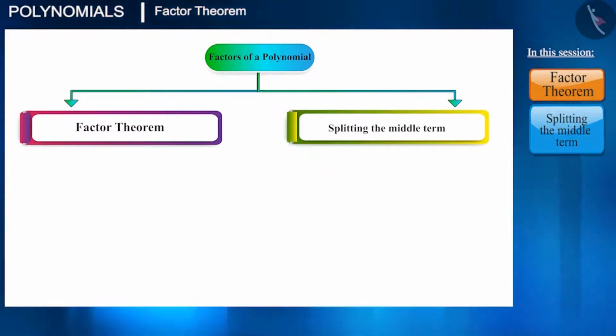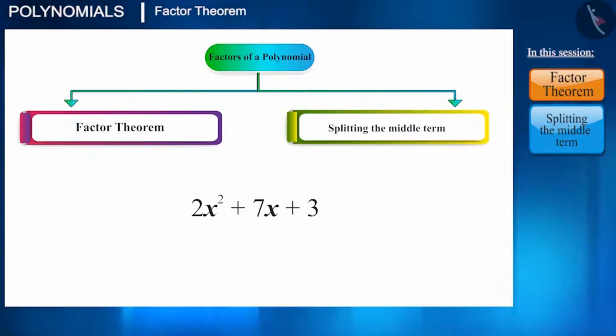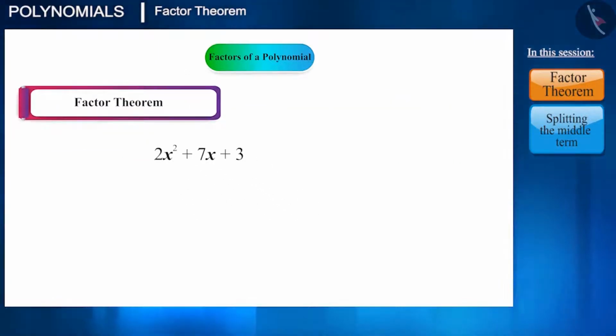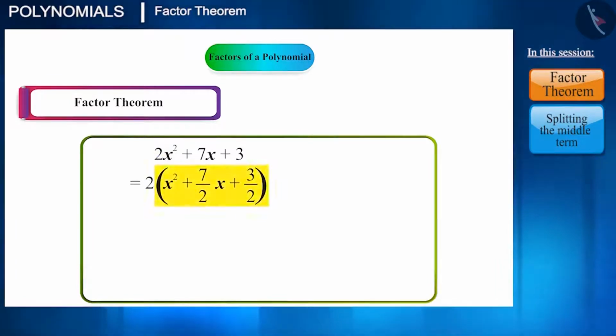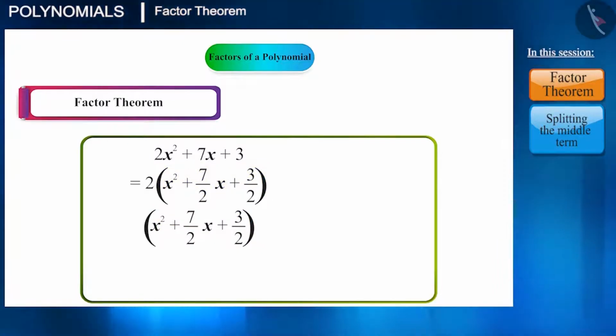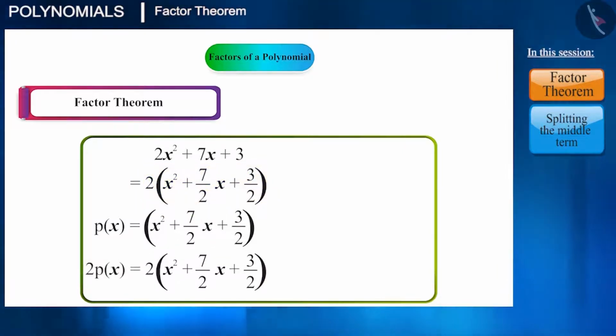Suppose we are given a quadratic polynomial 2x squared plus 7x plus 3. From this, we will derive the factors using the factorization method and the splitting the middle term method. First, let's see the factorization method. The polynomial is 2x squared plus 7x plus 3. To solve using this method, the coefficient of x squared has to be 1. So we can take 2 common out of it and write it like this: 2 of x squared plus 7 by 2 x plus 3 by 2. Now, if we write x squared plus 7 by 2 x plus 3 by 2 equal to p of x, then this will become 2p of x.